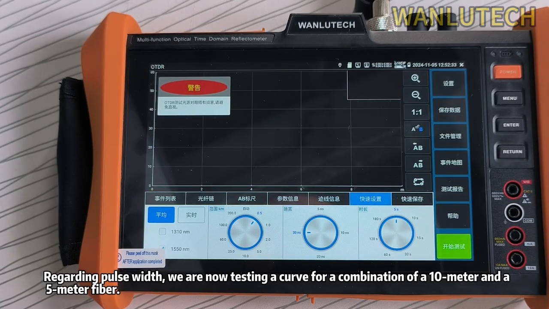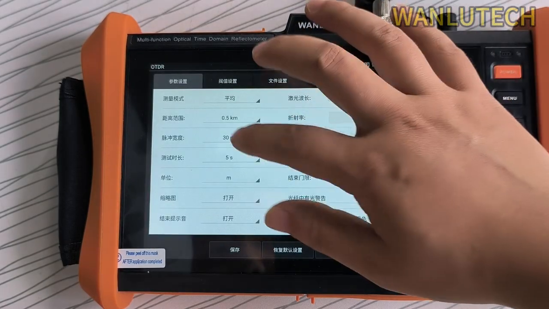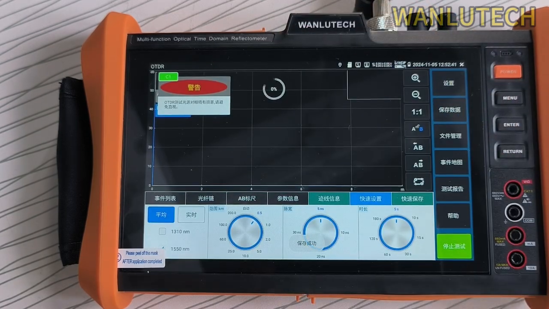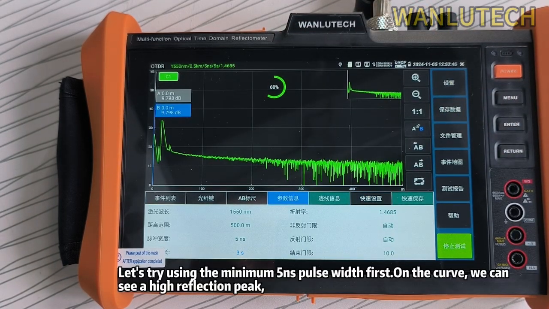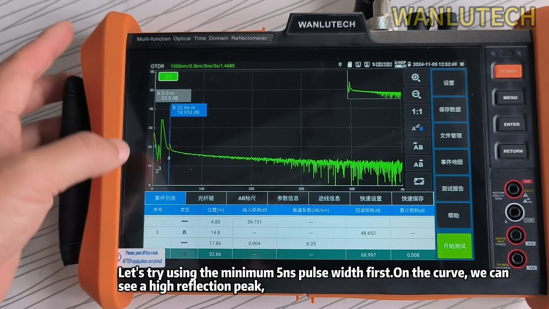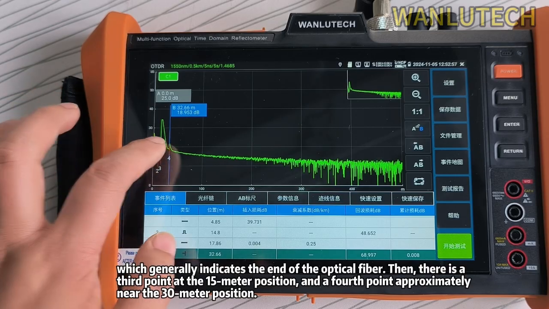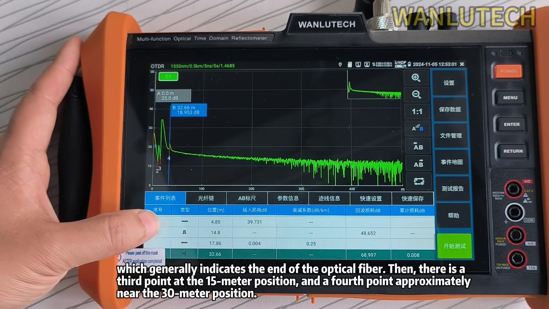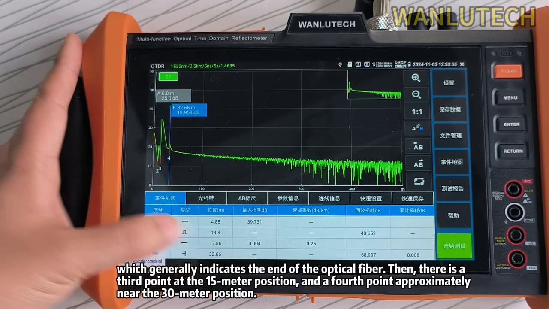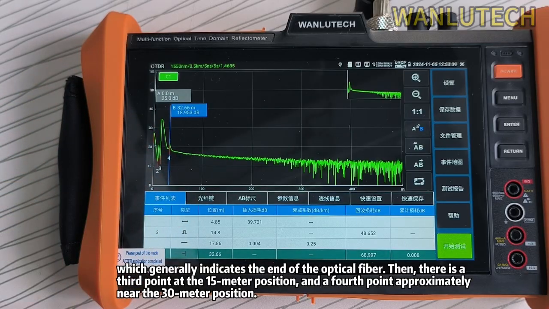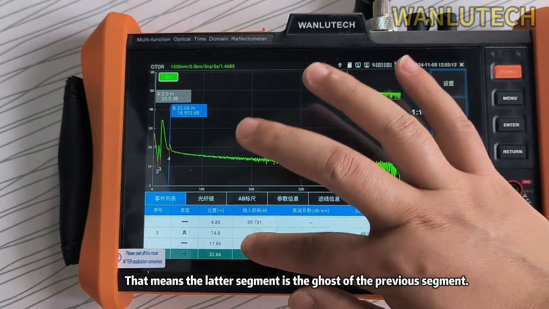Regarding pulse width, we are now testing a curve for a combination of a 10-meter and a 5-meter fiber. Let's try using the minimum 5ns pulse width first. On the curve, we can see a high reflection peak, which generally indicates the end of the optical fiber. Then, there is a third point at the 15-meter position, and a fourth point approximately near the 30-meter position. That means the latter segment is the ghost of the previous segment.